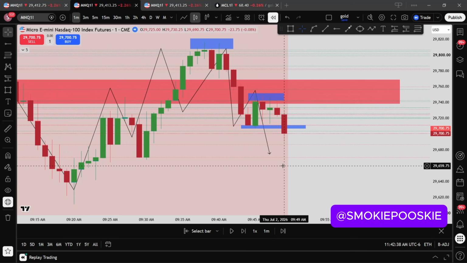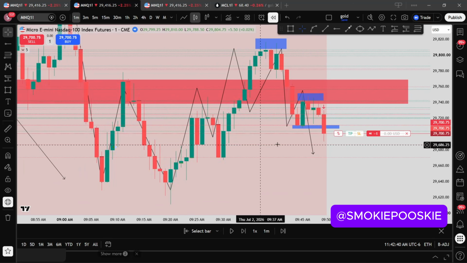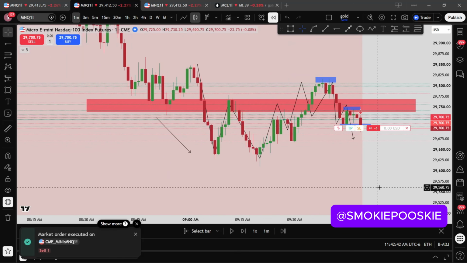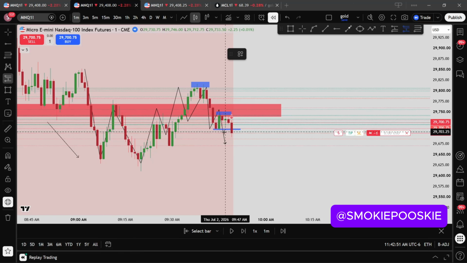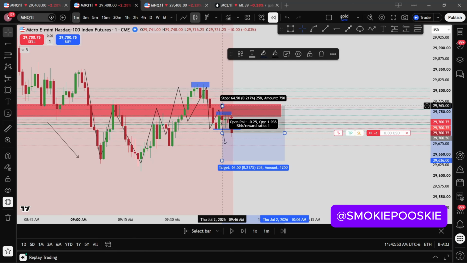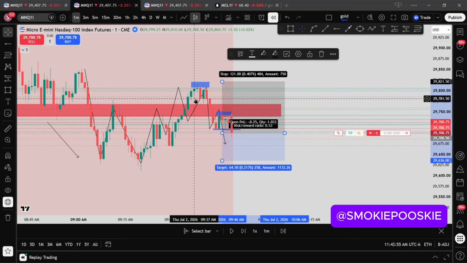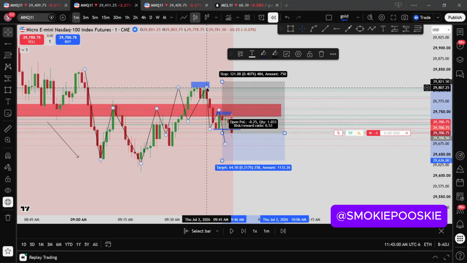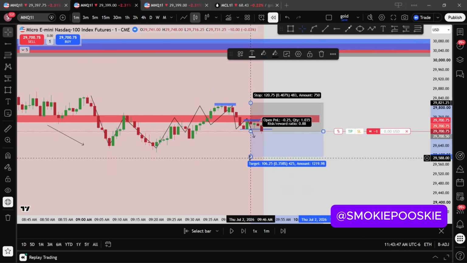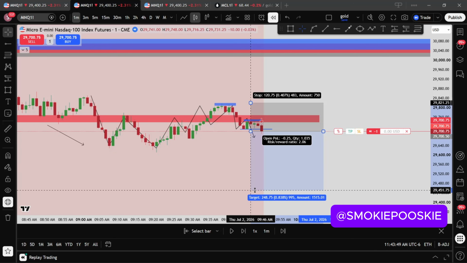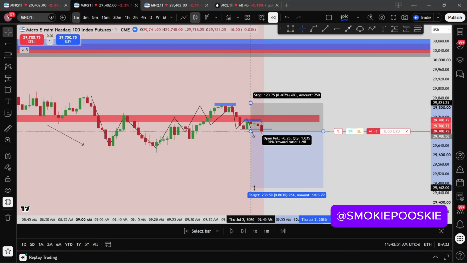I feel comfortable taking a sell. I'm going to take my sell and I'm going to target a 1 to 2. So this is exactly everything that I did to get into the sell. This right here, my previous high on the 1 minute time frame, was going to be my stop loss. And so I'm going to be targeting a 1 to 2. And this is my trade.